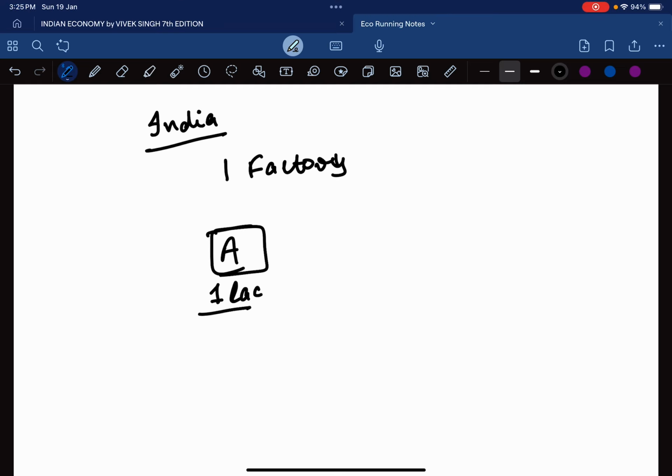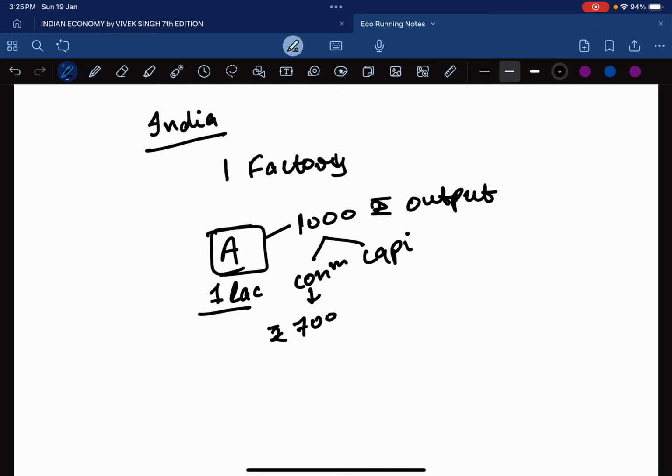lakh, right? The factory produces in total 1000 rupees of output. This is the output of the factory, and this is bifurcated into consumption good and capital good. Let's say consumption is 700 rupees of consumption goods and 300 rupees of capital goods. So what were consumption goods that will be consumed, like tea leaves? In earlier lectures we have seen what is the difference between capital goods and consumption goods. So this will be the consumption good, and let's say a tractor will be a capital good.